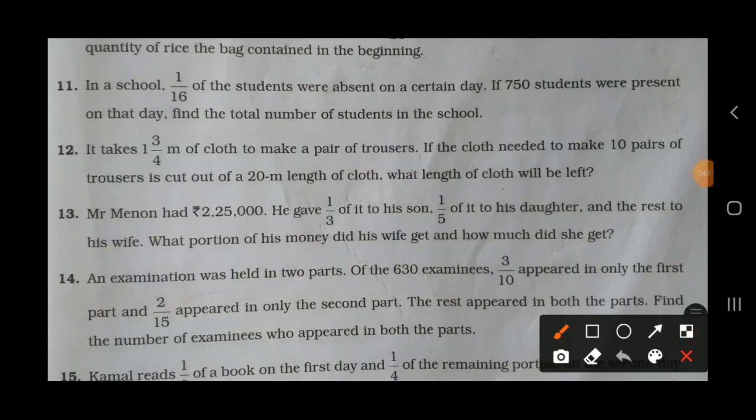Question number 13 is here. Mr. Menon had 2,50,000. He gave 1/3 of it to his son, 1/5 of it to his daughter and the rest to his wife. What portion of his money did his wife get, and how much did she get?